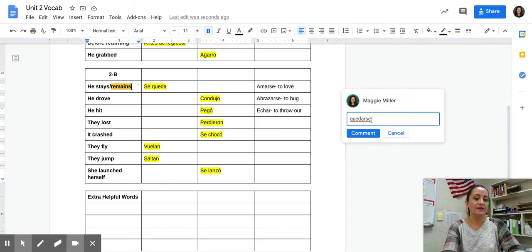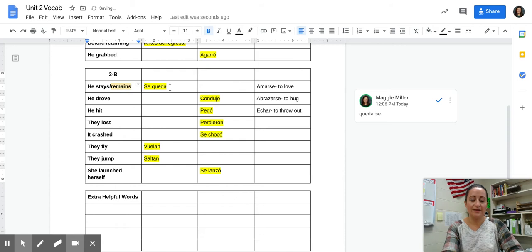Quedarse. Notice it is a reflexive verb. We have that reflexive pronoun on the back end, so we're going to have to bump that to the front, modify it, and then conjugate the verb as normal. So present tense, we have me queda, te quedas, se queda, nos quedamos, se quedan. Nothing weird about it. It's pretty much a regular verb, just that reflexive piece. Remember your reflexive pronouns are me, te, se, nos, se.